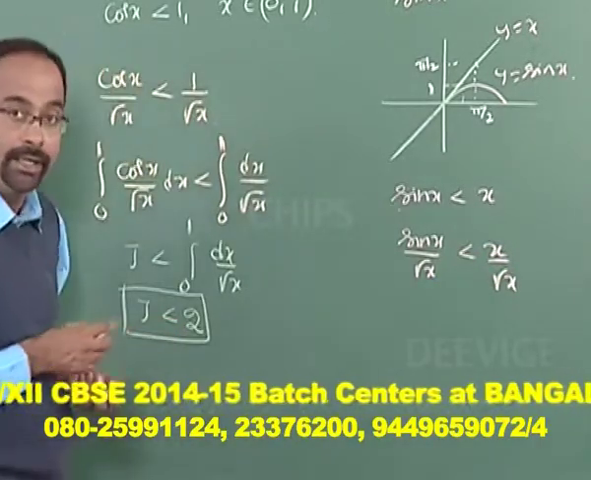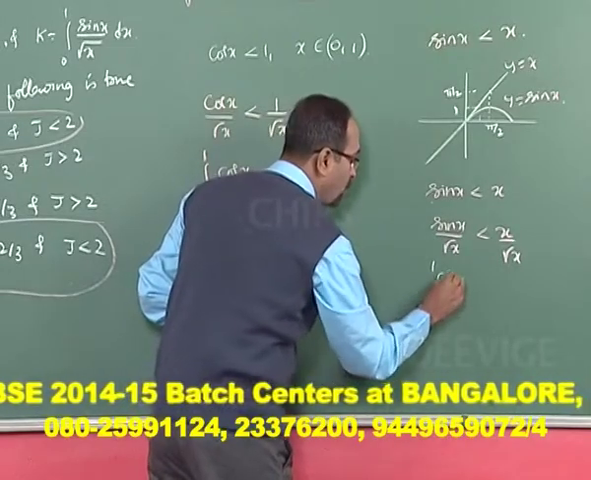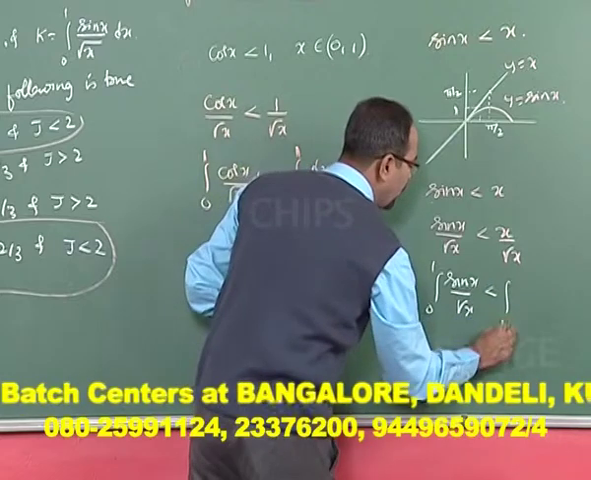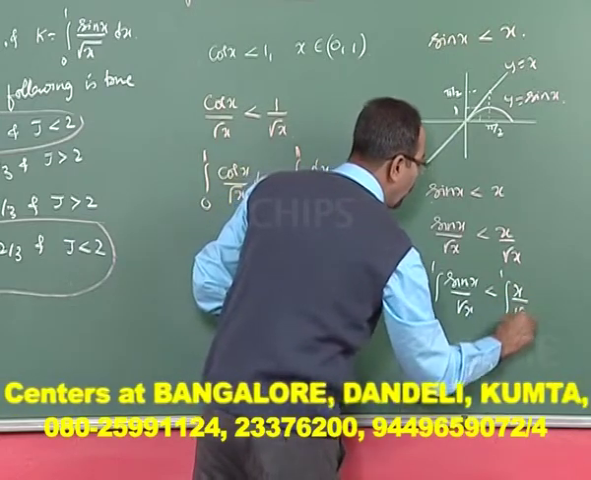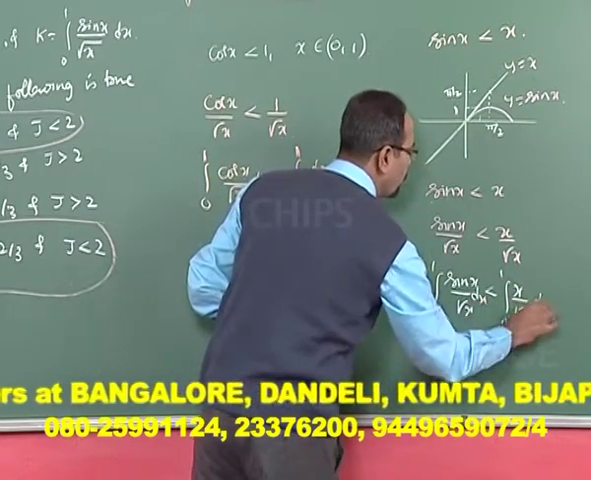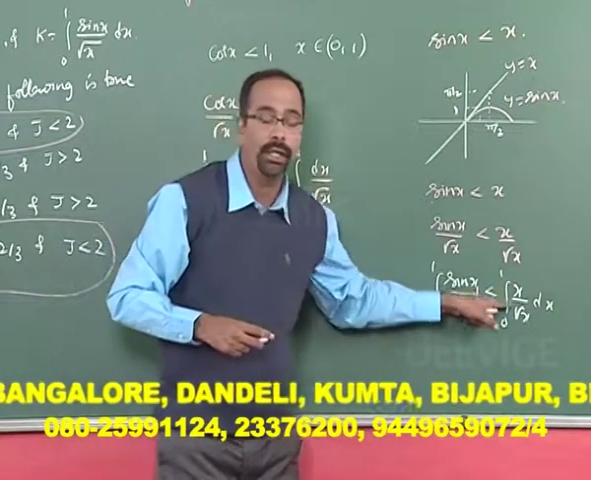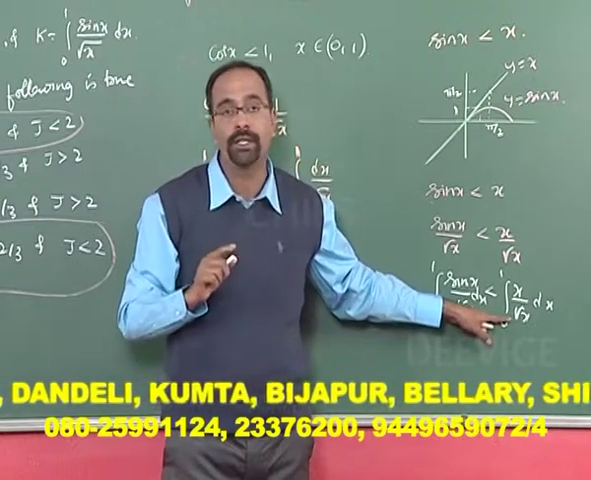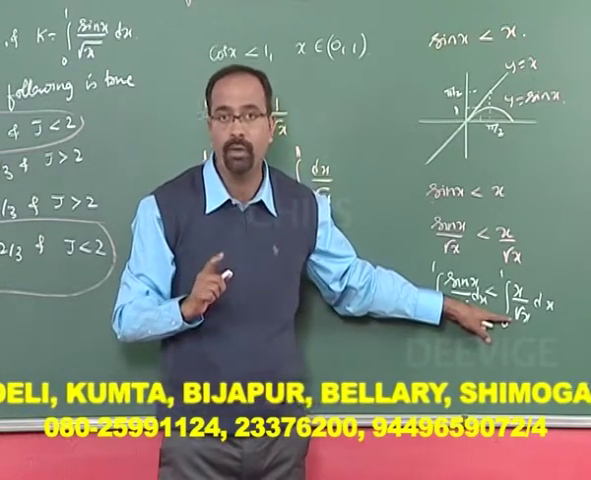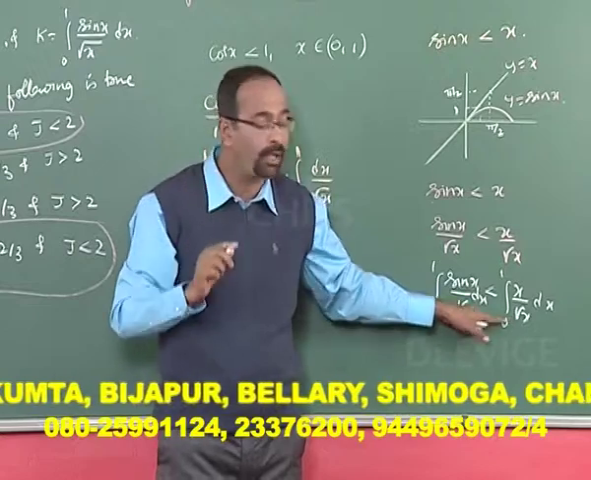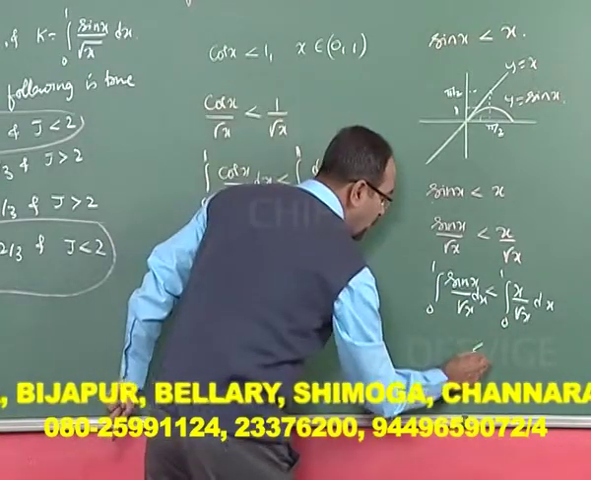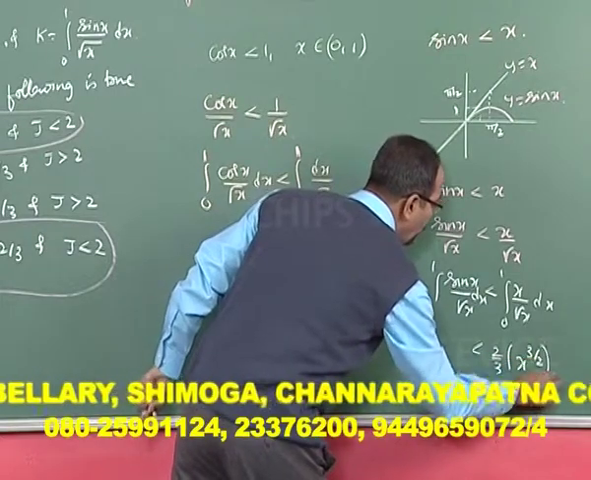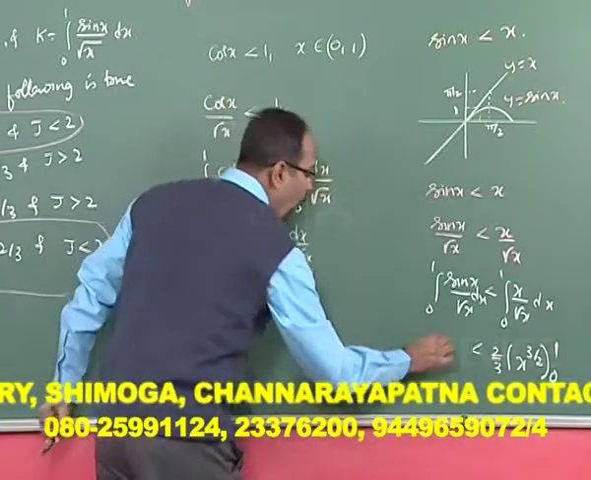Now, the integral 0 to 1 sin x over root x is less than integral 0 to 1 x over root x dx. Now, what is x over root x? x over root x is root x. What is the integral of root x? x power 3 by 2 by 3 by 2, or 2 by 3 times x power 3 by 2. So this is less than 2 by 3 times x power 3 by 2 to be evaluated between 0 and 1.